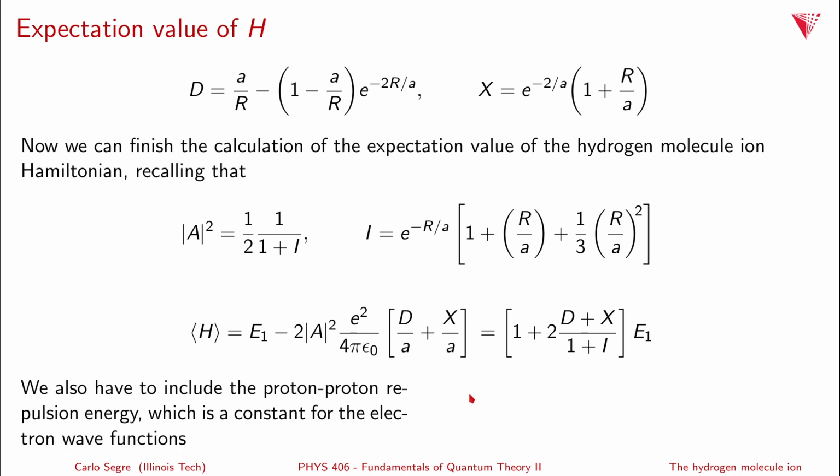Now there's one more thing we have to include here, and that's the proton-proton repulsion energy, because you have two positive charges, they will repel. But this is constant for the electronic wave functions, because protons move much more slowly because they're 2,000 times more massive than the electron. So we're going to assume it's a constant value, but we can allow that to vary in our variational method to minimize the total energy. Well, that proton energy we'll call V sub pp, is e squared over 4 pi epsilon naught times 1 over capital R. And this is simply minus 2a over capital R times the energy of the hydrogen atom, the ground state.